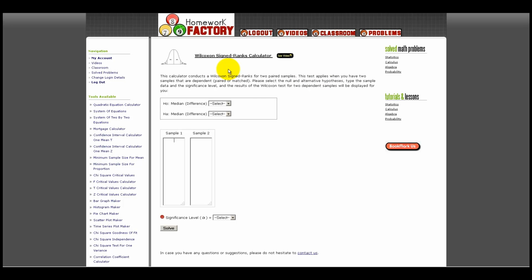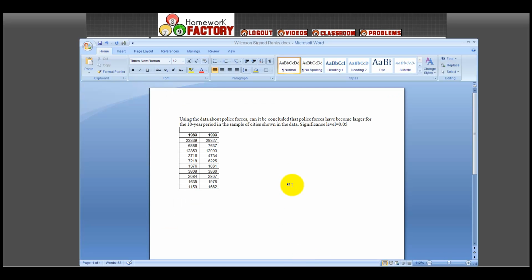That's more or less the theoretical framework. Let's put a practical note here, and let's take a sample problem where you use Wilcoxon signed ranks. All right, so it says, using the data about police forces, can it be concluded that police forces have become larger for the 10-year period in the samples of cities shown in the data? The significance level is 0.05.